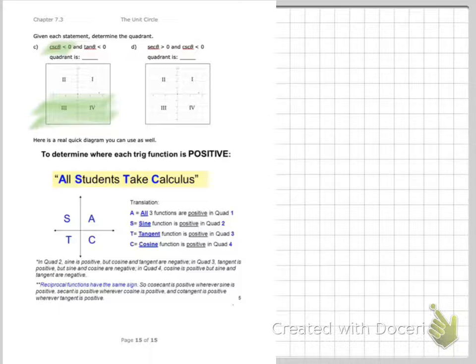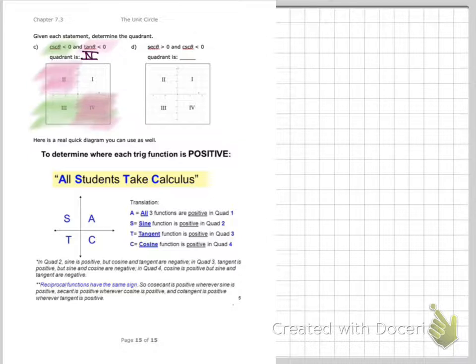Now we need to figure out where the tangent is negative. Tangent is negative where either sine or cosine is negative. So quadrants 2 and 4, our overlap then is quadrant 4. That is where the cosecant is negative and the tangent is negative.